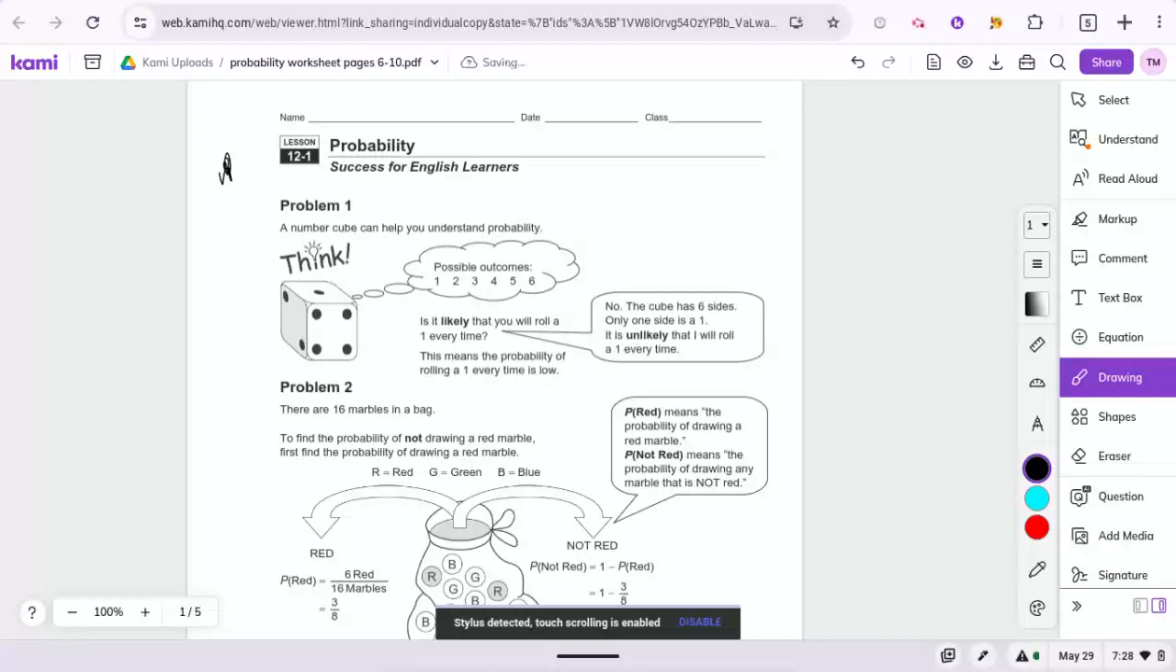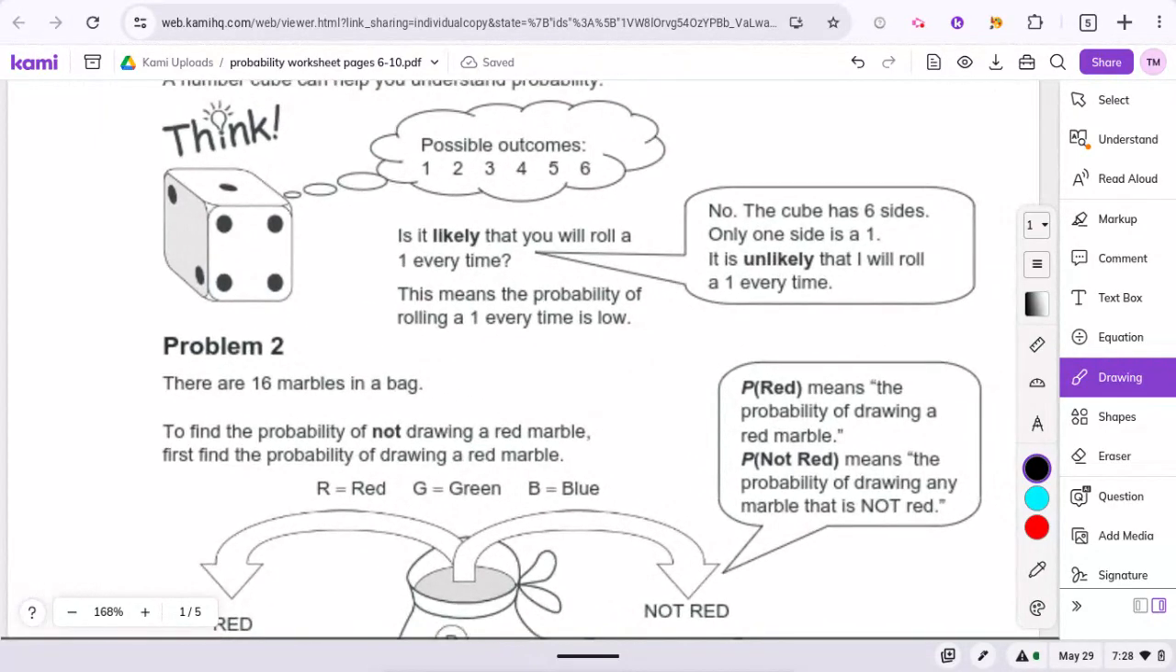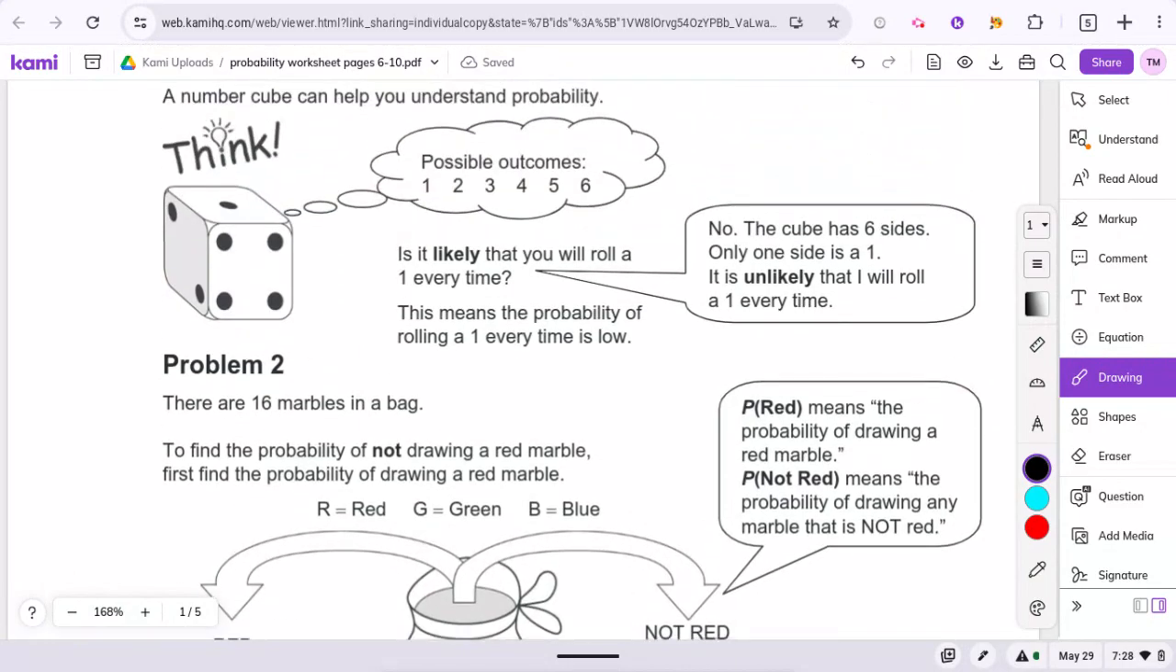This is a review of the probability pages 6 through 10. So for this first page, just read through the top part, look at the example. The first one has the die here and the possible outcomes, and it gives an example of likely, and it's asking if it's likely to get a 1 every time, and of course no, it has 6 sides.